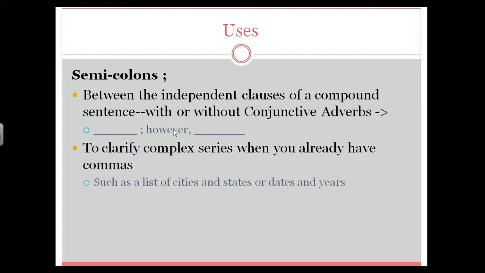We also use semicolons to clarify complex series when you already have commas. When you have a list of city, state, city, state, city, state, we wouldn't have a city, comma, state, comma, city, comma, state, comma. Otherwise, it looks like they're all items of the same level or importance, as opposed to two different kinds of information.